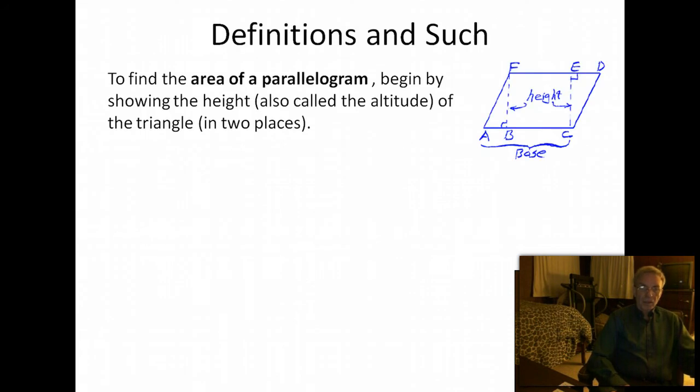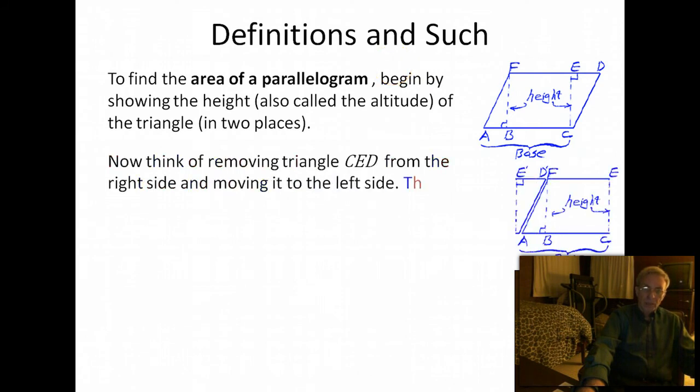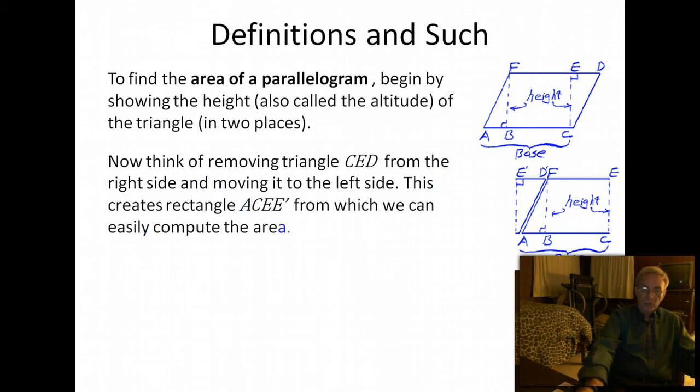Okay, to find the area of a parallelogram, begin by showing the height, also called the altitude, in two places. So you draw your dotted lines like we've got here. Notice that each of these dotted lines is perpendicular to the base. Now you think of removing the triangle that's on the right hand end, which is triangle CED. If you cut that off and move it to the left side and turn it the same orientation that it had, then this forms a rectangle.